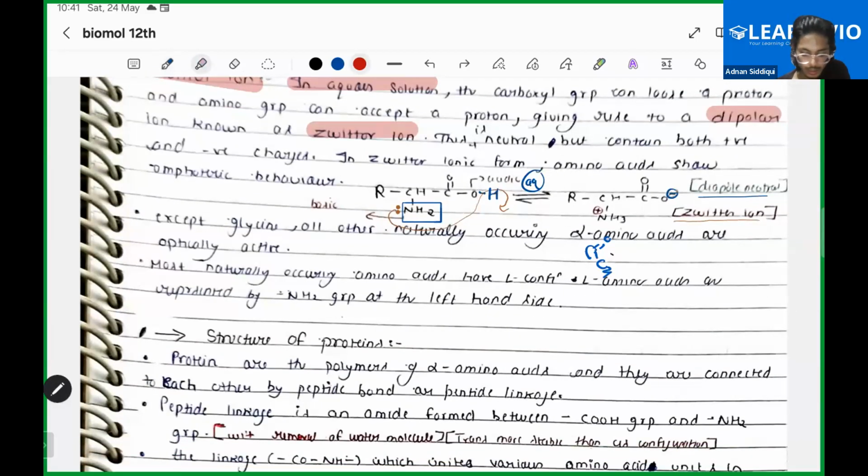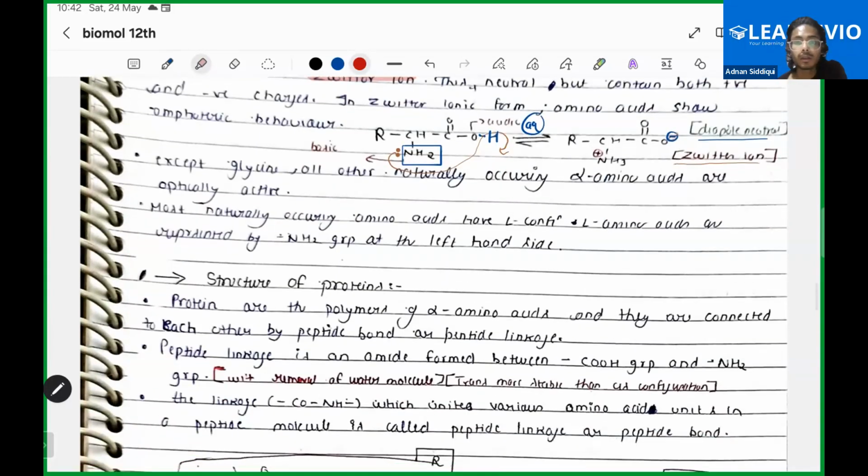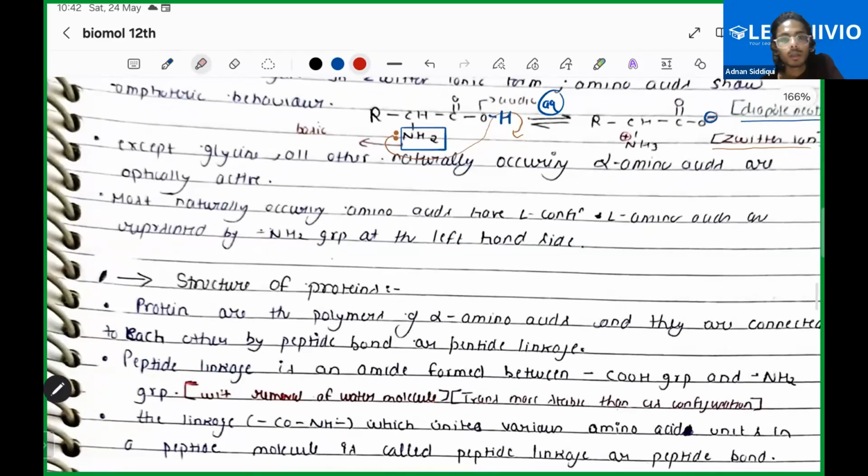See, I have again mentioned this: except glycine, all other naturally occurring amino acids are optically active. This is a very frequent question from this chapter, so you should know. Most naturally occurring amino acids have L configuration. L amino acids are represented by this and this. What do we mean by L? This NH2 part will be on the left hand side. That's it.